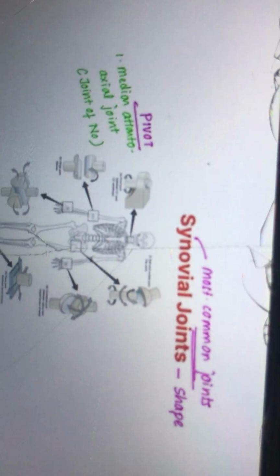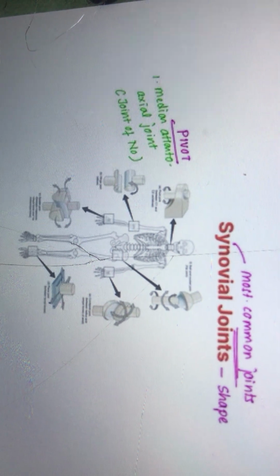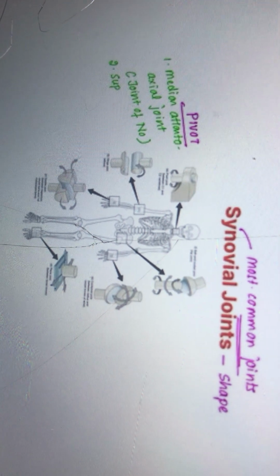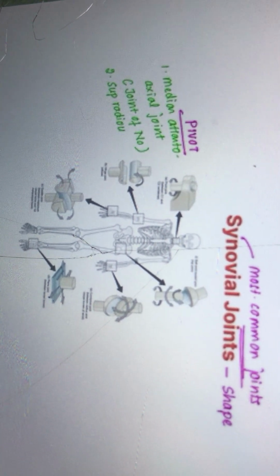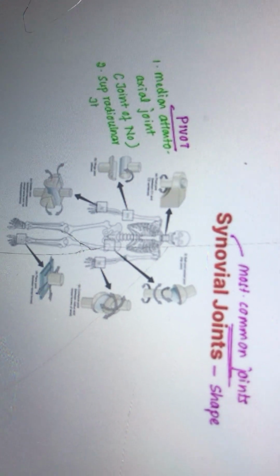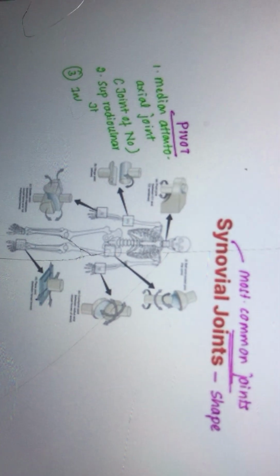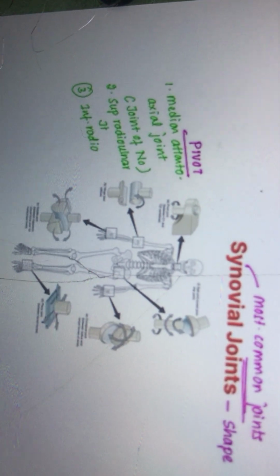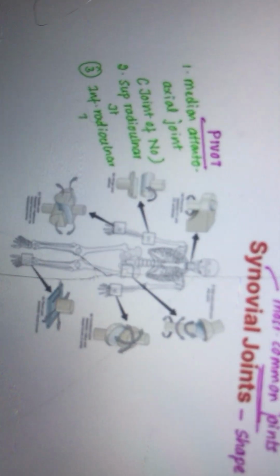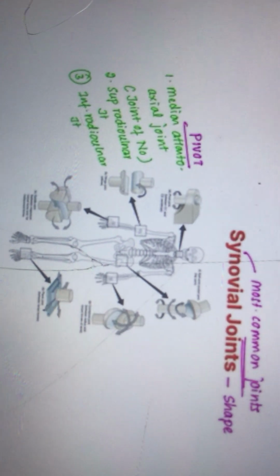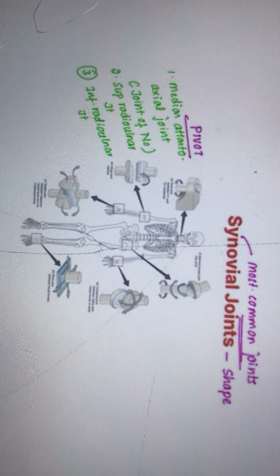Because whenever you rotate your head, right, as in saying no to anything, the joint movement occurs at median atlanto-axial joint, which is a typical example for pivot joint. Apart from this, the other examples we can think of is the superior radio-ulnar joint and also the inferior radio-ulnar joint. All these are examples for the pivot type of joint.